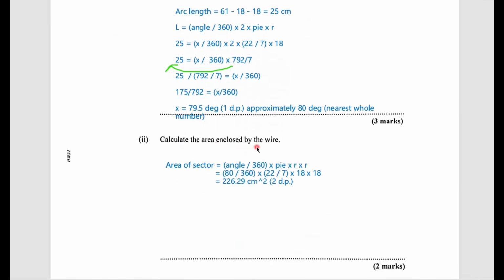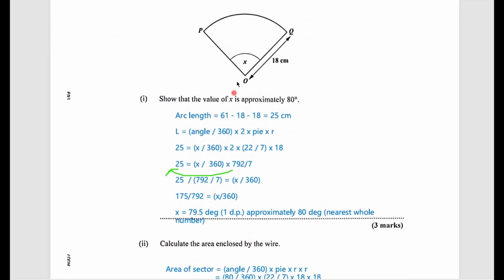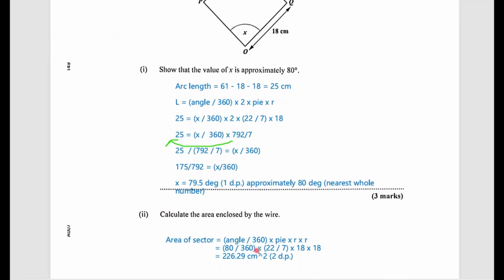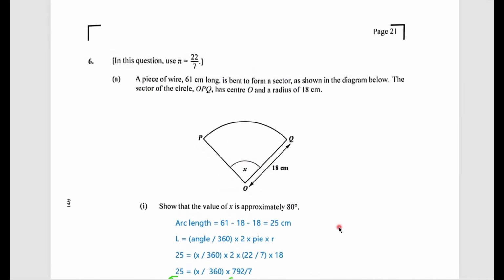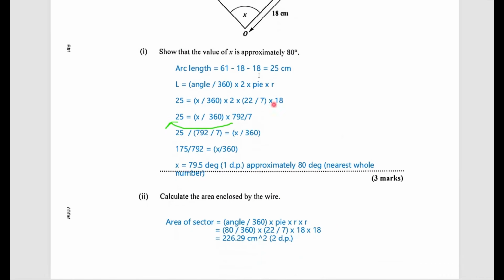So calculate the area enclosed by the wire. Area of a sector is the angle over 360 by pi r squared. We did get the angle x to be what? 80 on 360 by 22 on 7 by 18 by 18, and get 226.29 cm squared to 2 decimal places. Again, the reason why I use 80 is because it said to show it's approximately 80. That's the value we'll be using here.